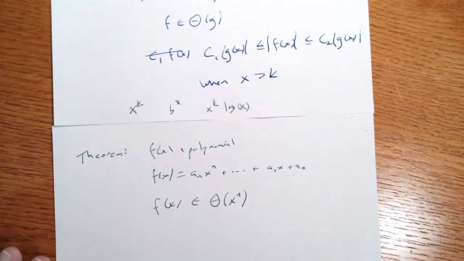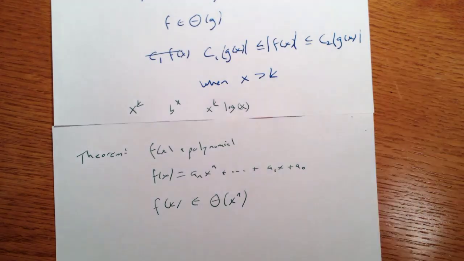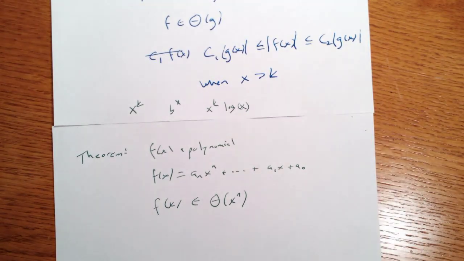Every polynomial is of the order of its highest power. Always, always, always. Now, unfortunately, in computer science, we don't often look at functions. We look at algorithms. So what I really want to do is take this idea and apply it to algorithms.